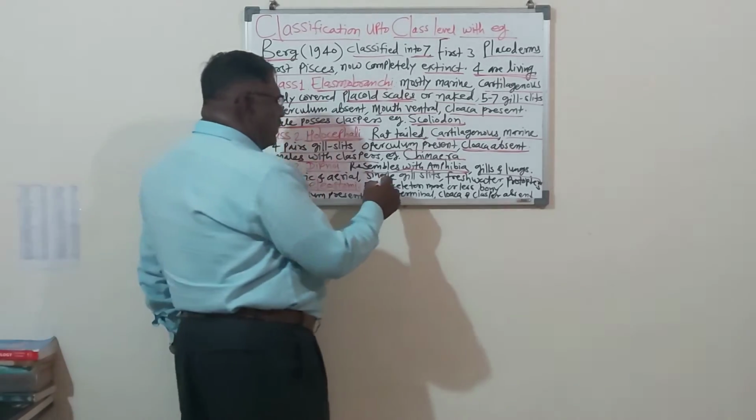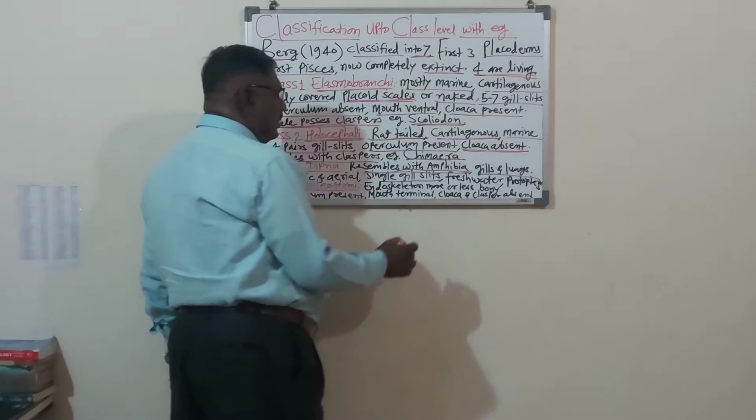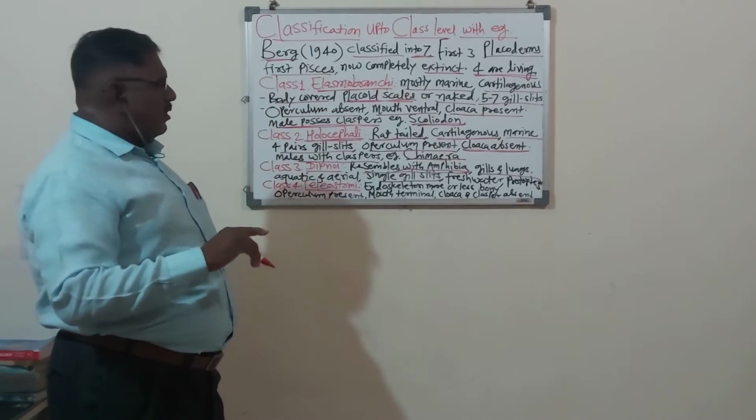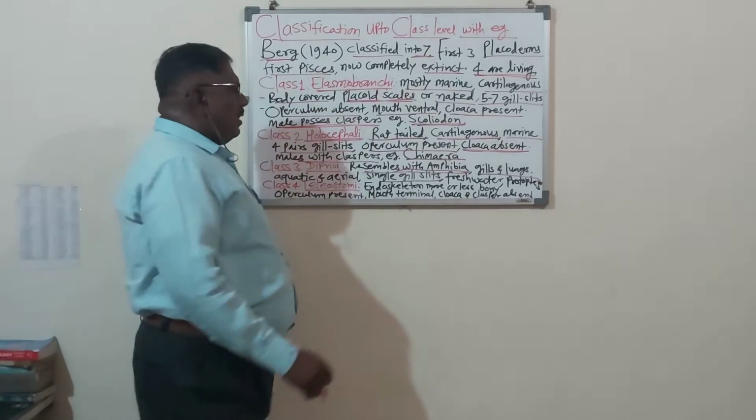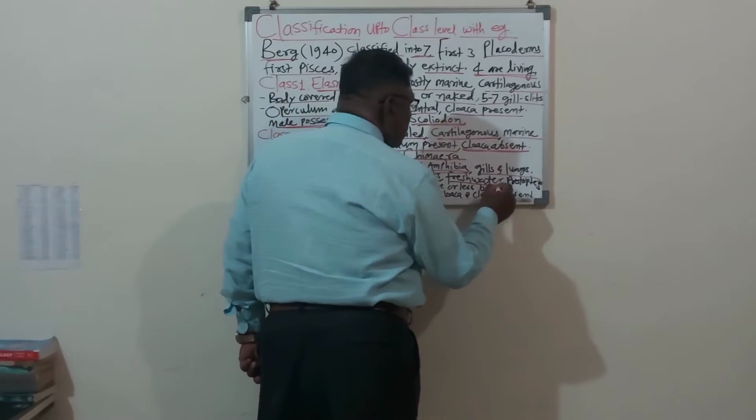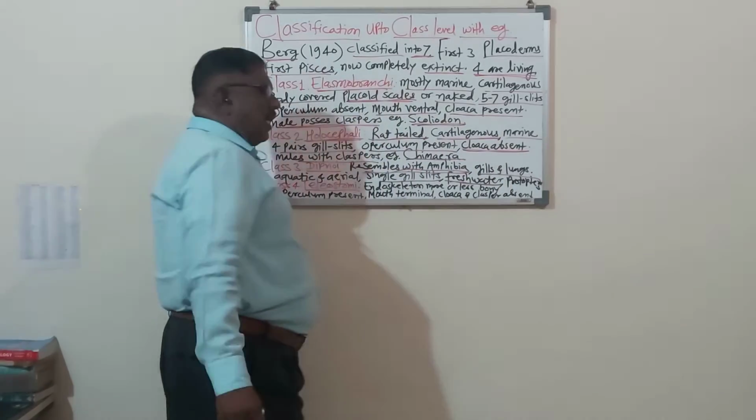They have a single pair of gill slits, present on both sides. They are freshwater, living in fresh water.